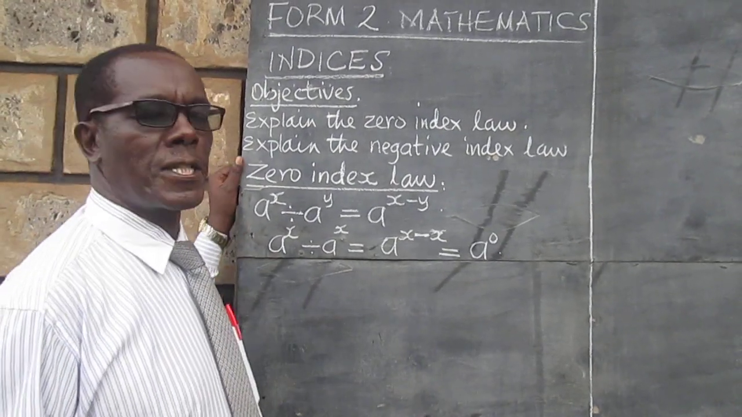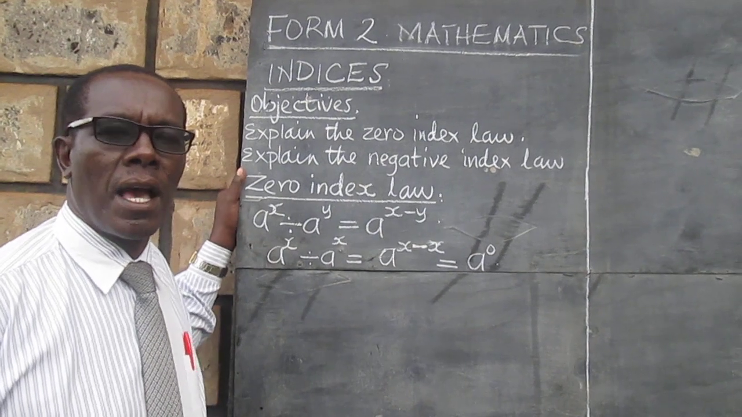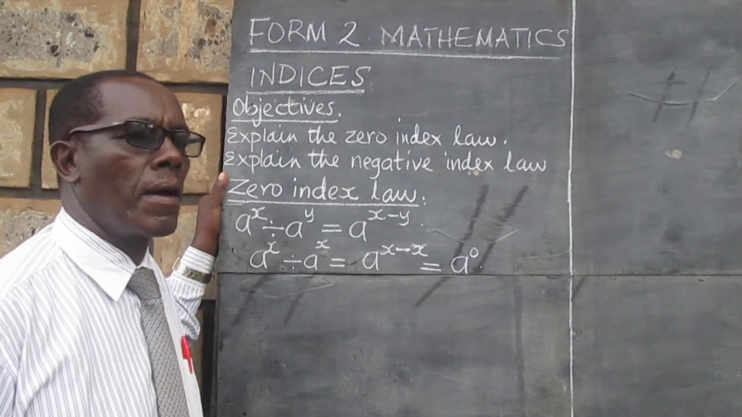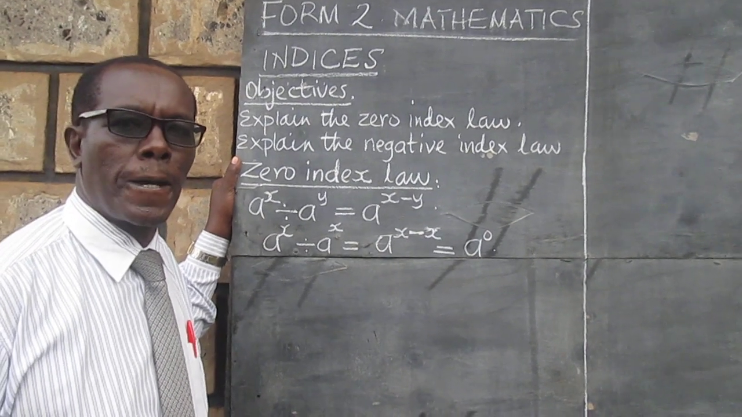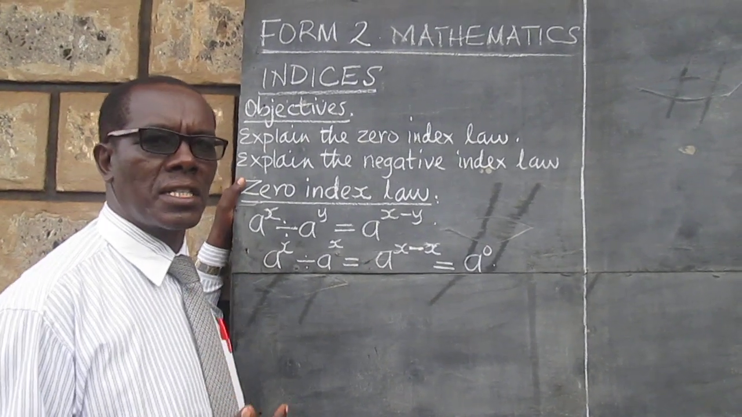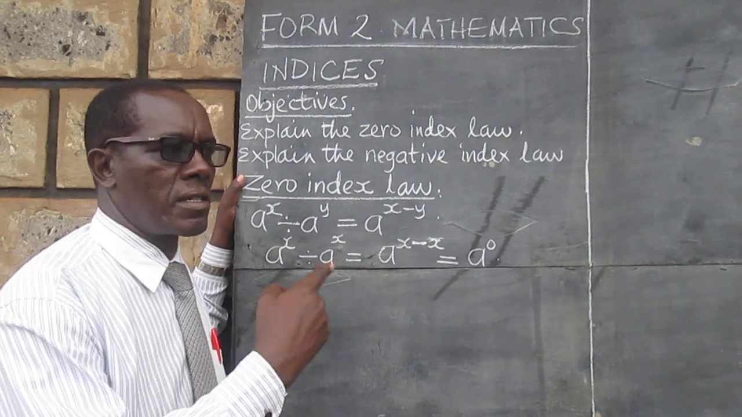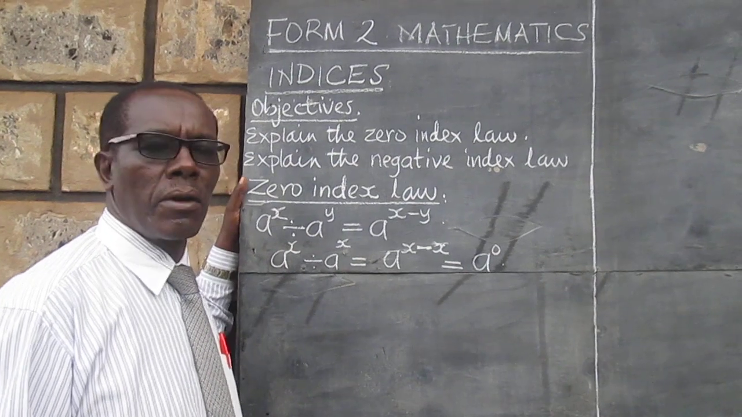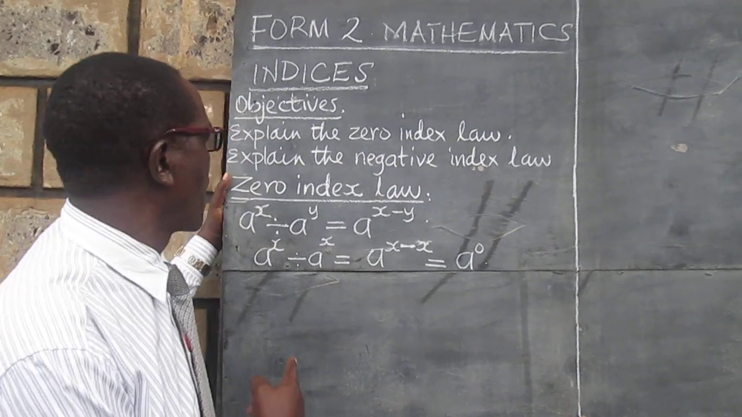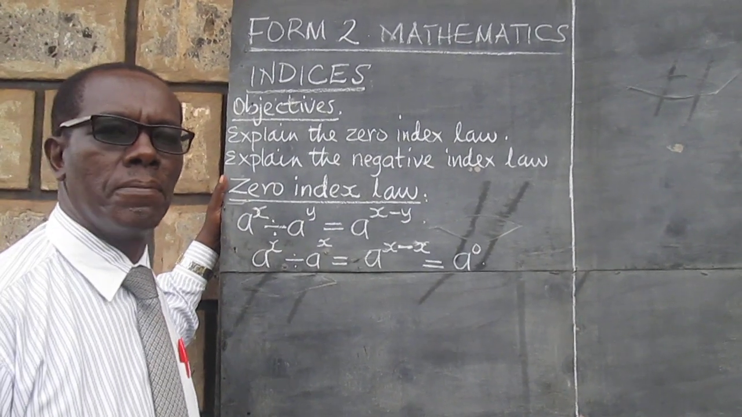Today we want to look at indices, a continuation of the last lesson which we had. In the last lesson we looked at the product when we have the similar base. We also looked at the quotient. Now in this lesson we want to look at the zero index law.